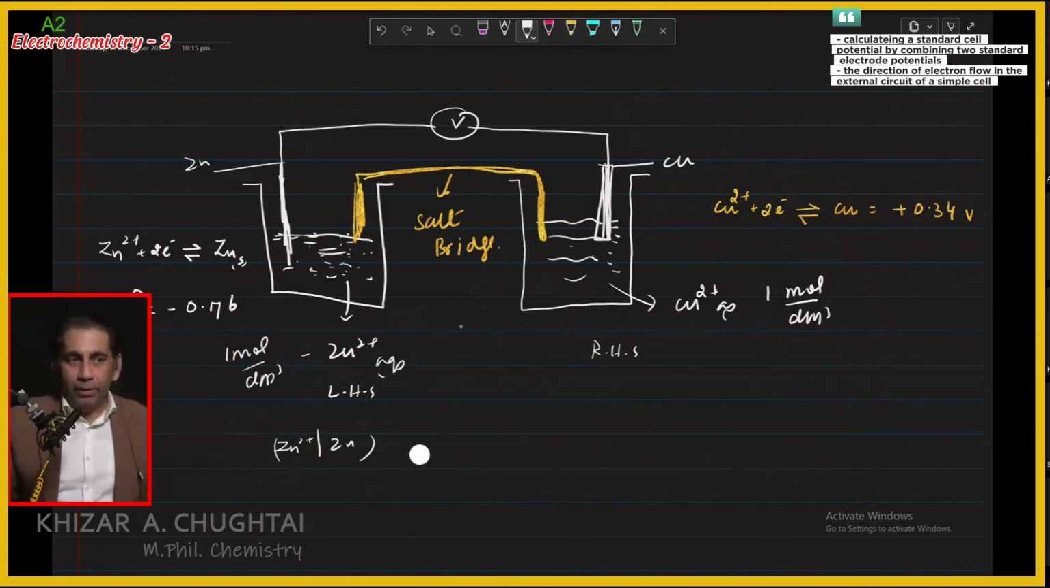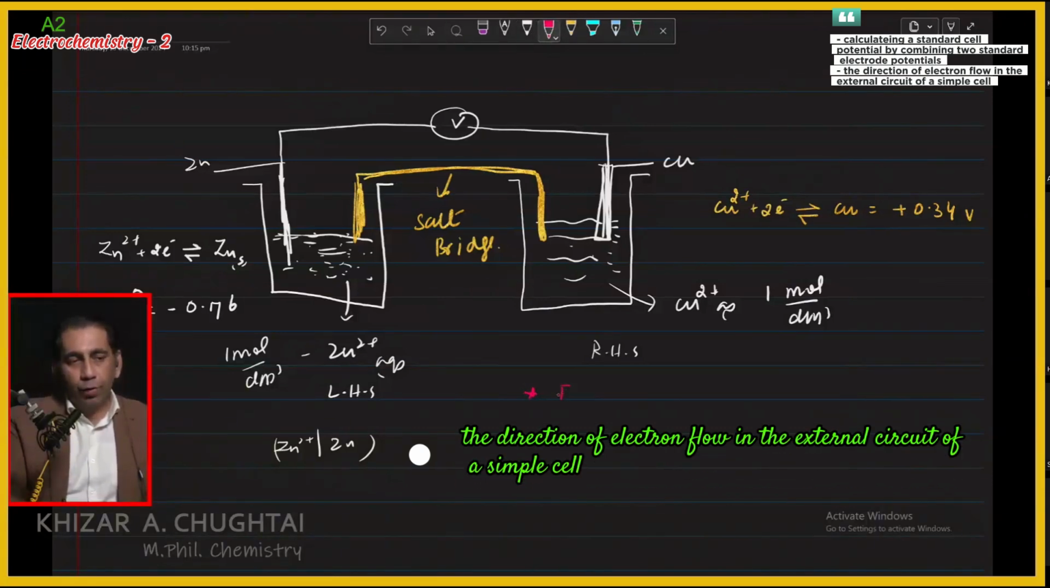In my opinion, first of all, the first basic job is to diagnose the flow of electrons. So I am going to diagnose the flow of electrons in the external circuit, in this circuit.